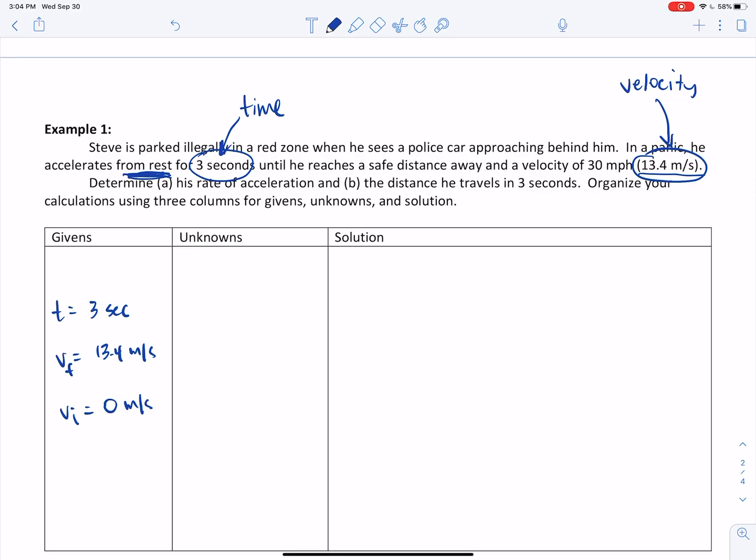Okay, my unknowns are the things that I'm being asked to solve for. So I'm specifically told that the problem is asking for 2 things, right? A, his rate of acceleration. So I'm going to say A equals question mark. This A is representing acceleration. And then B, the distance he travels in 3 seconds. That would be his final position. The distance he travels in 3 seconds, final position.